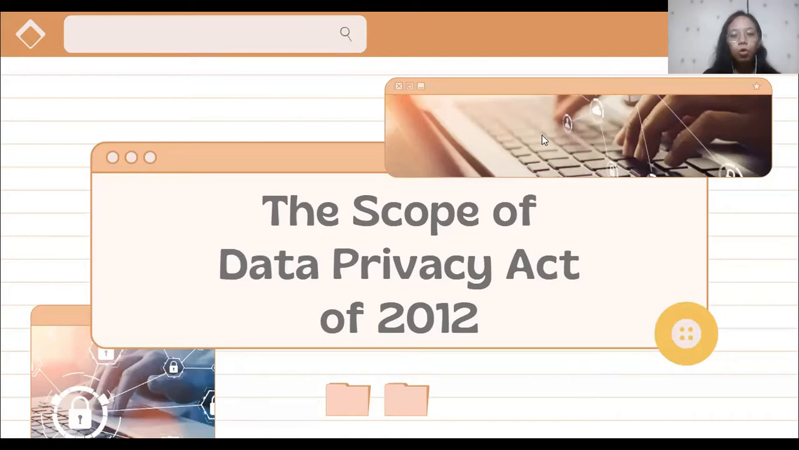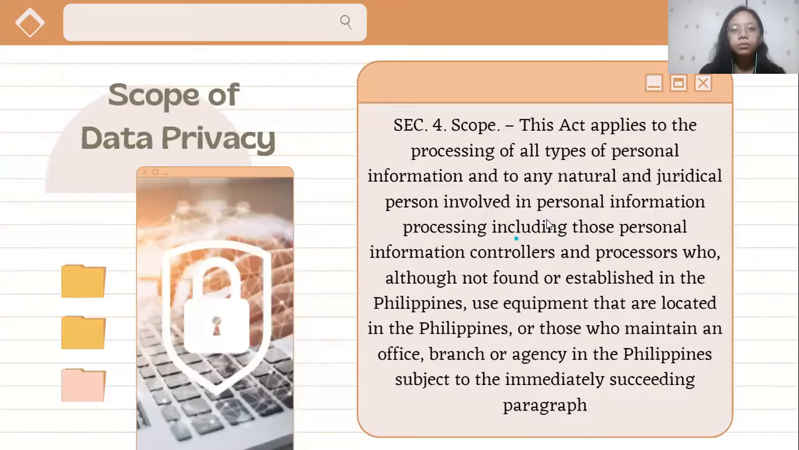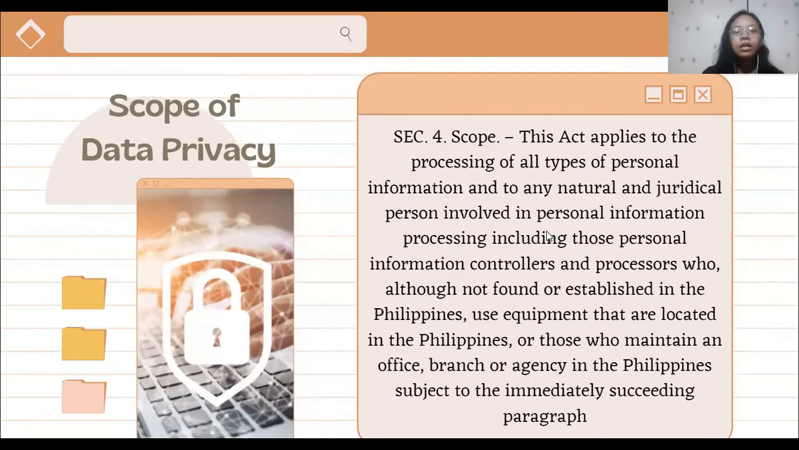Indinga. Now let us proceed to the scope of the Data Privacy Act of 2012. This act applies to the processing of all personal information, meaning it deals with the process or operation to preserve or protect all kinds of private data or information of any natural or juridical person involved. It means everyone has a right to protection of their private information, such as location information, health or genetic information, and trade union. We will discuss it later.